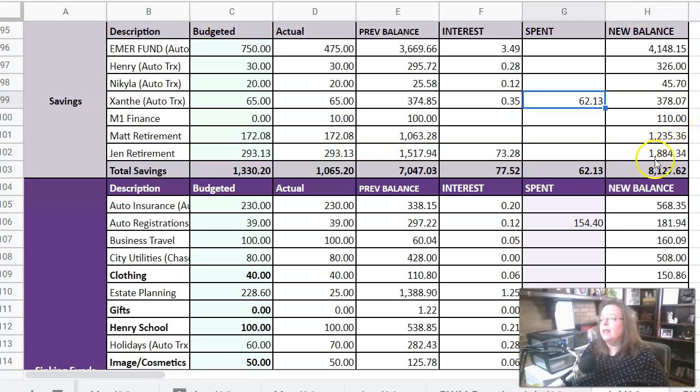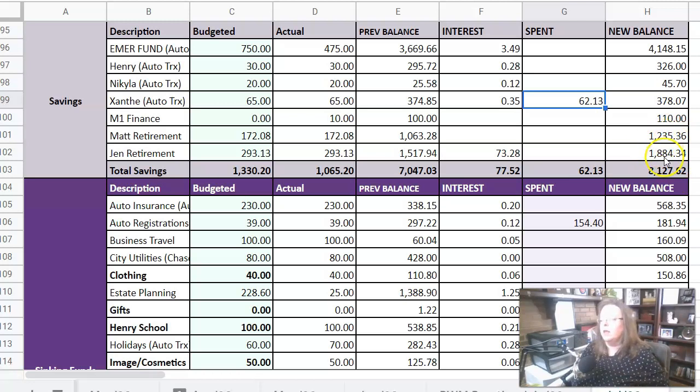And then these numbers here, this is to show how much we have put into our retirement accounts throughout the year. I restarted this in January for 2020. So this is not our total balance. We have a lot more than that in there.